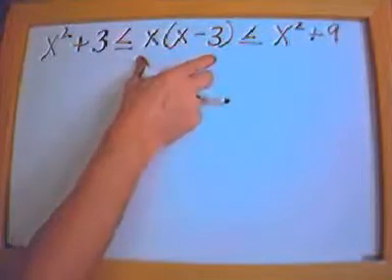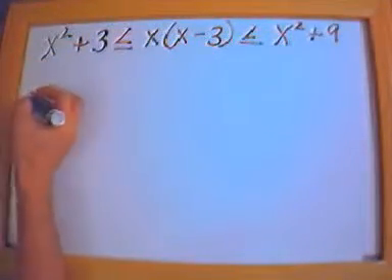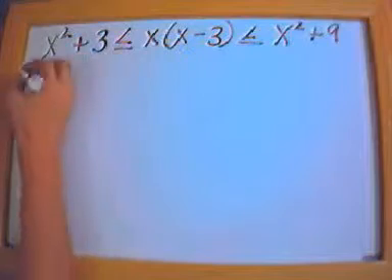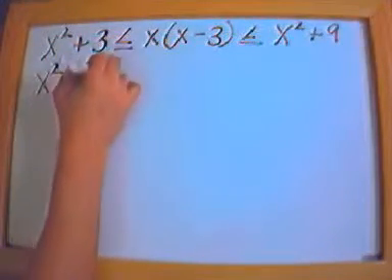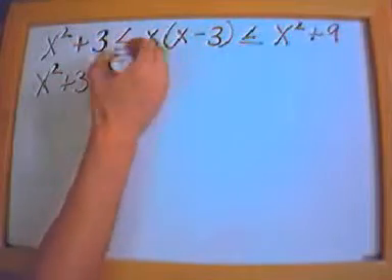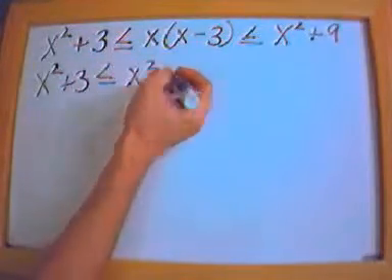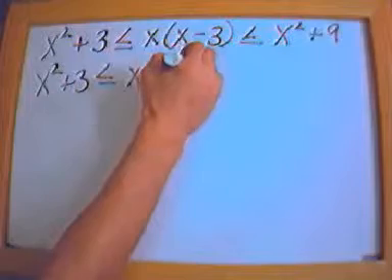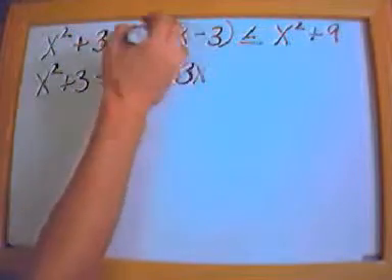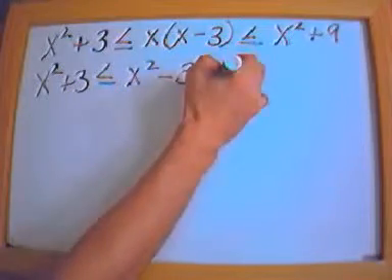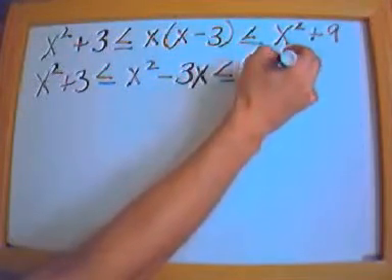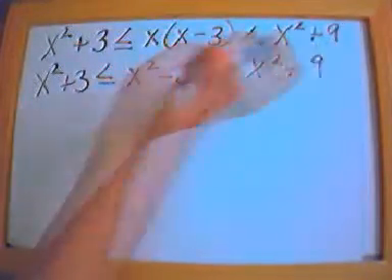Okay, so let's go ahead and work on this middle part here. This distributive thing going on here. Let's just copy this down. X squared plus 3 less than or equal to, now let's work on the middle. X times x is x squared minus x times 3 is 3x, because negative 3 times positive x is going to be negative 3x, so I've got to put the negative there. Carry the sign, and let's just repeat the problem over here. X squared plus 9.